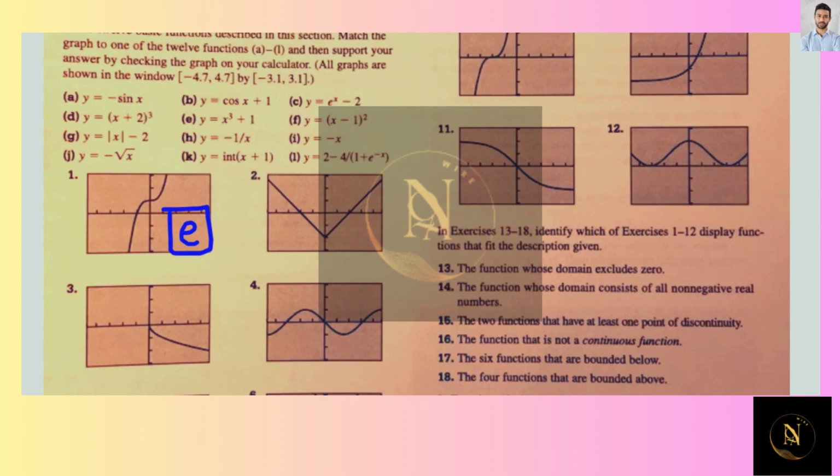Then any V-shaped graph is an absolute value function, that's G. Here we have a negative square root function. The square root function you want to be able to recognize visually, so that's J. And then we have a periodic function, and that would be a negative sine because it goes to 0 and then goes negative, so that would be A. Then we have a linear function, that would be I.